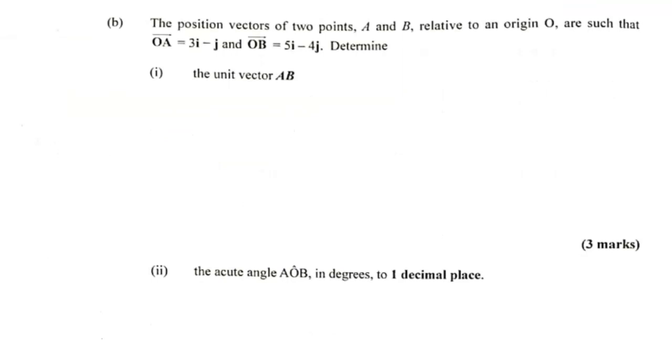Part B, the position vectors of 2 points A and B relative to an origin O, such that OA is 3i minus 1j, OB is 5i minus 4j. Determine the unit vector AB. Alright, determine the unit vector AB.